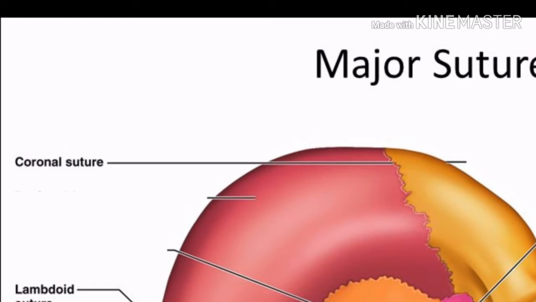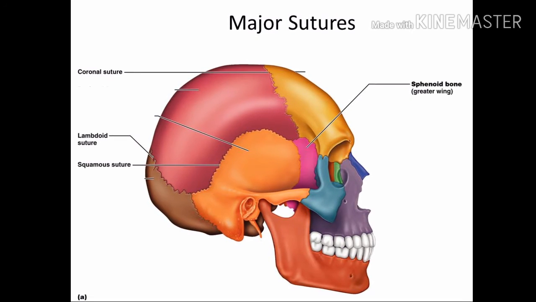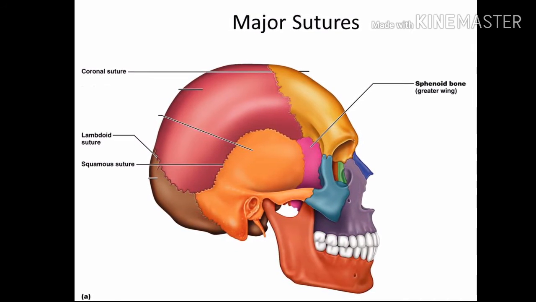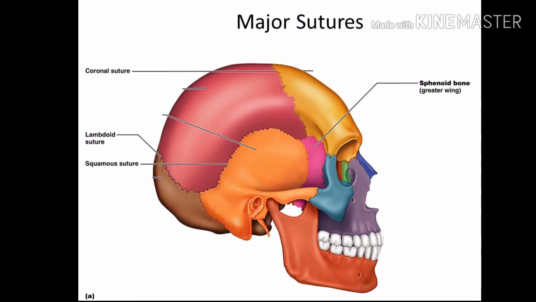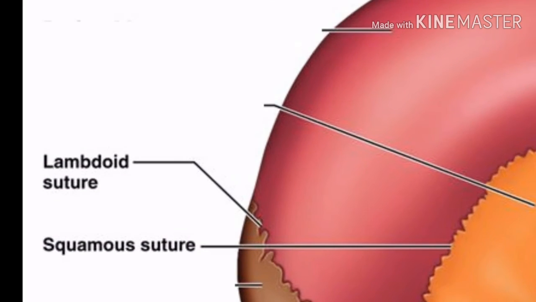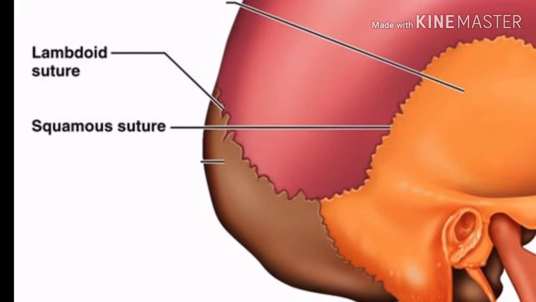Coronal suture. It is where the parietal bones meet the frontal bone anteriorly. Sagittal suture. It is where the two parietal bones meet at the cranial midline. Lambdoidal suture. It is where the parietal bones meet the occipital bone posteriorly. Squamous suture. It is where a parietal and the temporal bone meet on the lateral aspect of the skull.